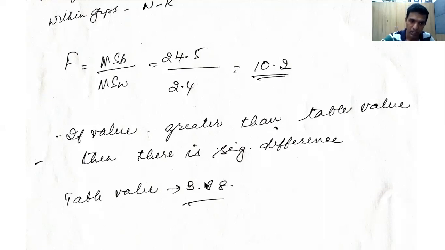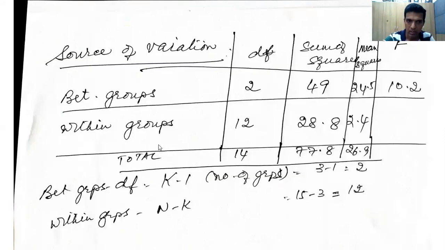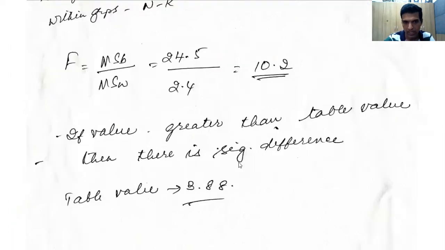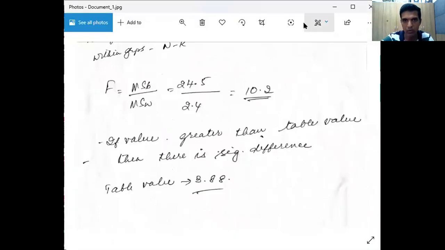Now the table value, you have to take the degree of freedom, that is the total degree of freedom, which is 14. So go and check the data for F, that is at the end of the research book. So go and check that for 14. You get the table value 3.88. So whatever value you have got, that is the F value 10.2, is greater than 3.88. So the ANOVA test will tell you that the ANOVA test is statistically significant.